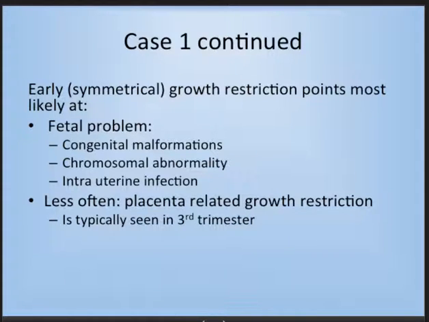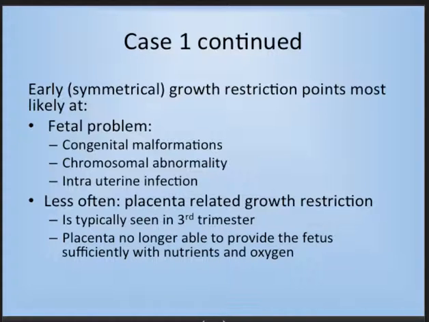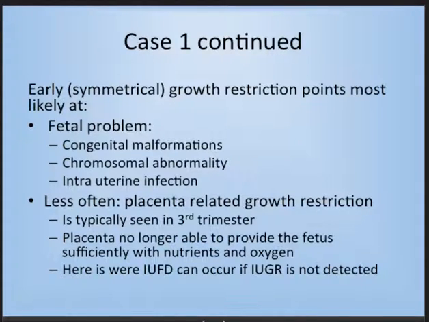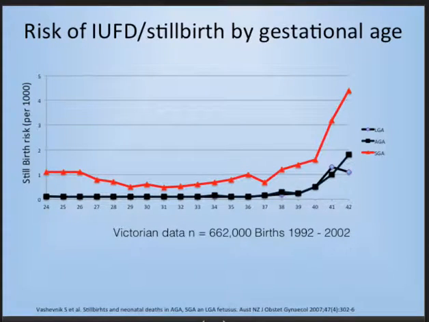What we see, the growth restrictions we see typically, are seen in the 3rd trimester. I will show a few more details about that later. Apparently the placenta is no longer able to provide the growing fetus with the increasing demands of nutrients and oxygen. Here is where the intrauterine fetal death can occur, due to IUGR, if not detected. I think this is a very important slide to take on board.